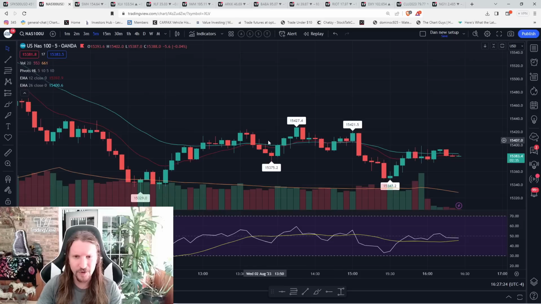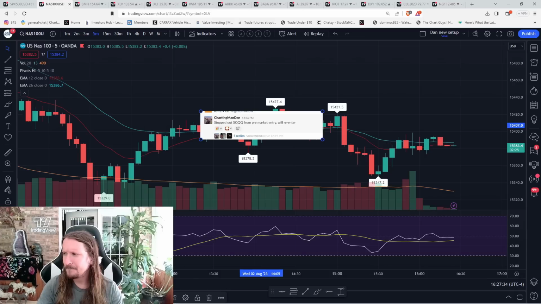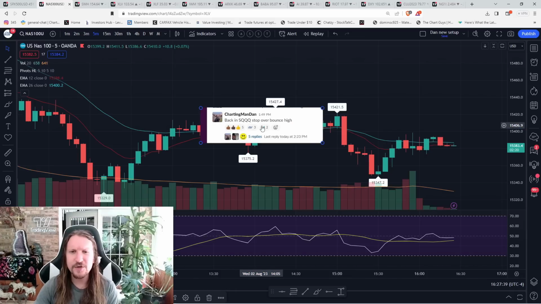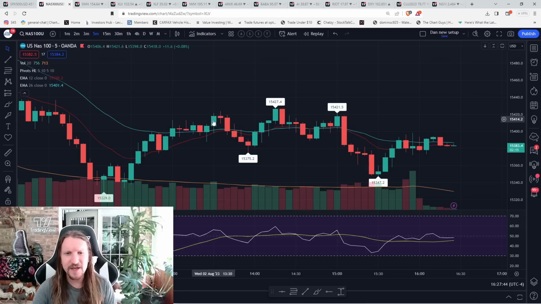I then re-entered the short a little bit early, but wiggle room on the stop kept me in. Back in SQQQ, stop over the bounce high. That's at 149. And so that was here. So I entered. This big red candle was enough for me to say, all right, that might be the hourly lower high if it's a bear flag. So made my entry, and fortunately the bull break was just barely.